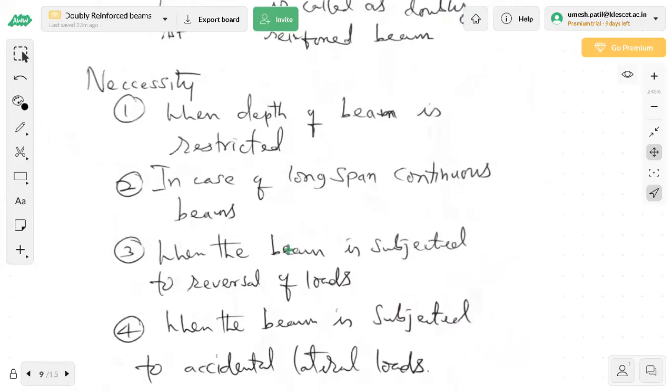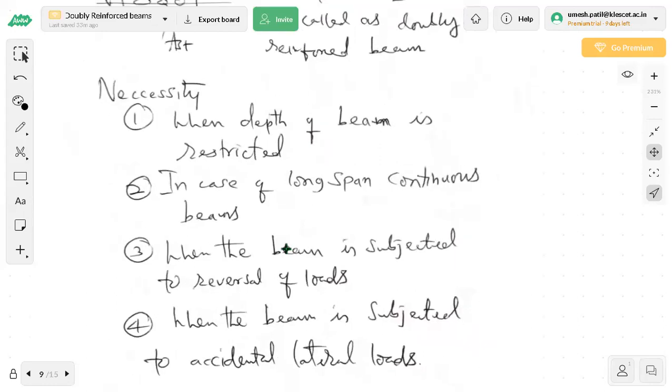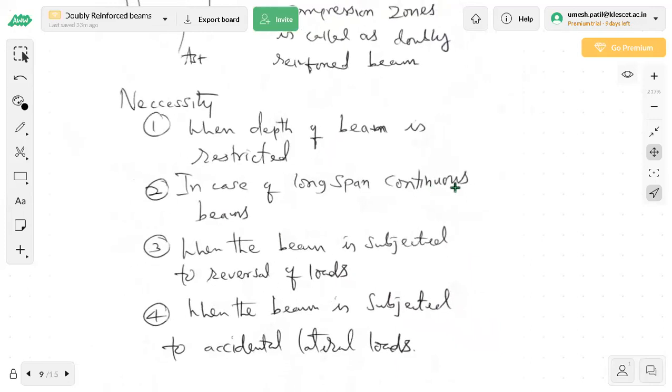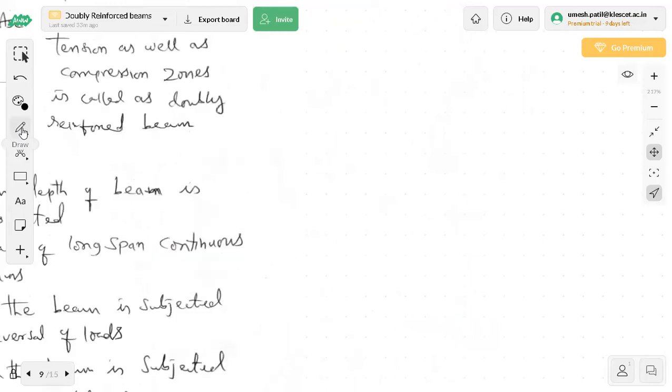One is to increase the depth. If you increase the depth, there is no need to provide compression steel, meaning steel in the compression zone. So once again, I will repeat, when the depth of the beam is restricted, where this is done, I will just draw one figure, observe here.